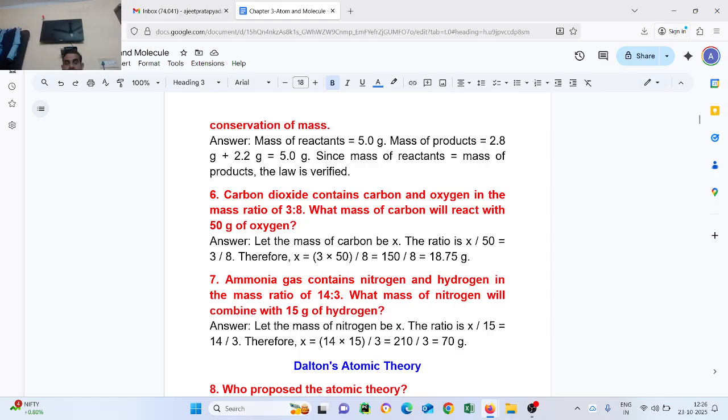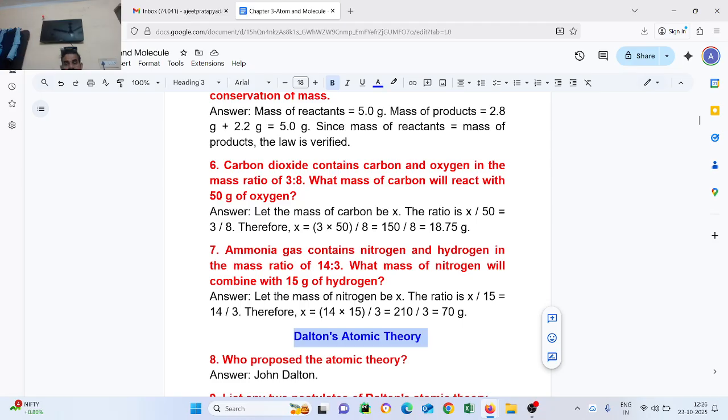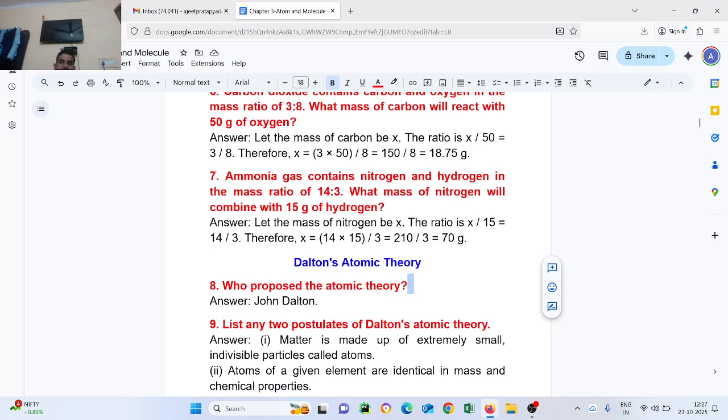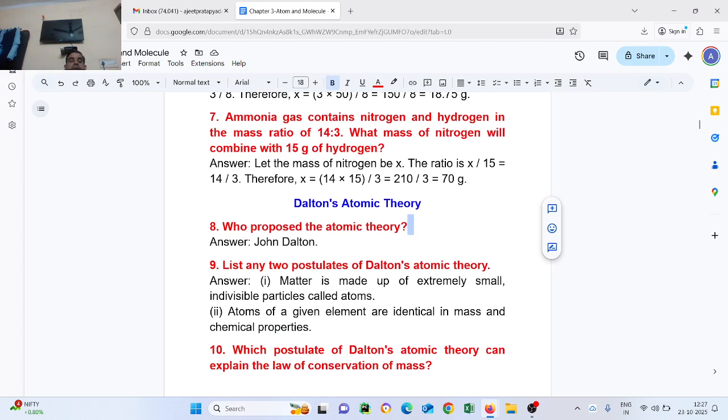Now let's take questions related to Dalton's atomic theory. Question number 8. Who proposed the atomic theory? Answer is John Dalton.